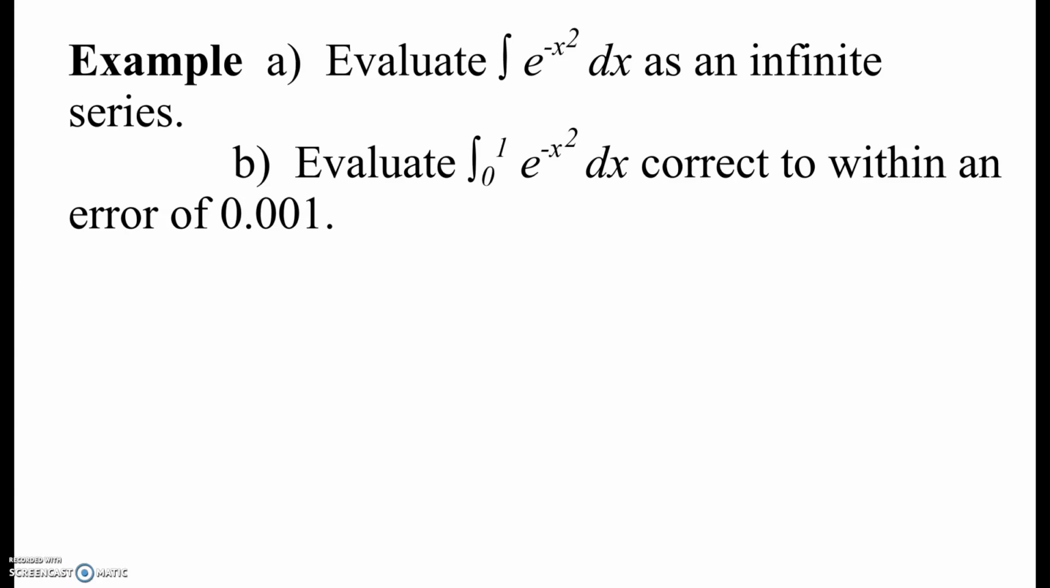So we want to evaluate the integral of e to the opposite of x squared, but do it from its infinite series. And then we want to evaluate that same integral, but from values 0 to 1, and we want to be within 0.001 of the actual value.